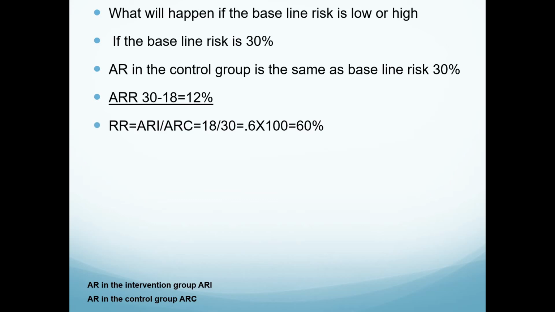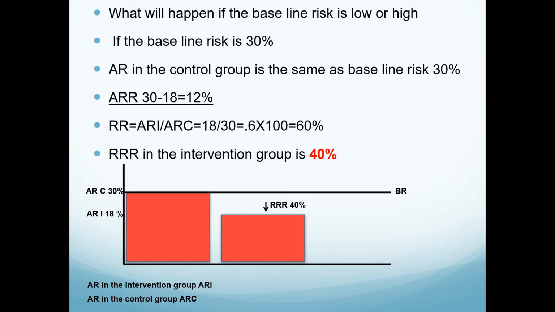So when we are talking about the relative risk, we are talking about the absolute risk in the intervention group divided by the absolute risk in the control group, which is 18 divided by 30, equal to 0.6, which is equal to 60%. So the relative risk reduction in the intervention group is 40% because we are subtracting. The risk itself is 60%. So the risk reduction is 100 minus 60, which is equal to 40.